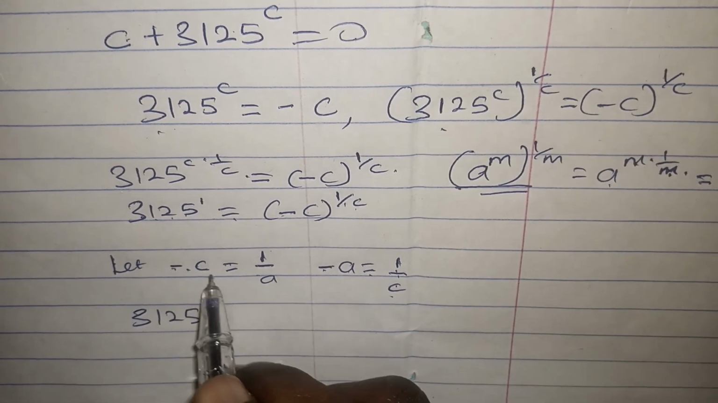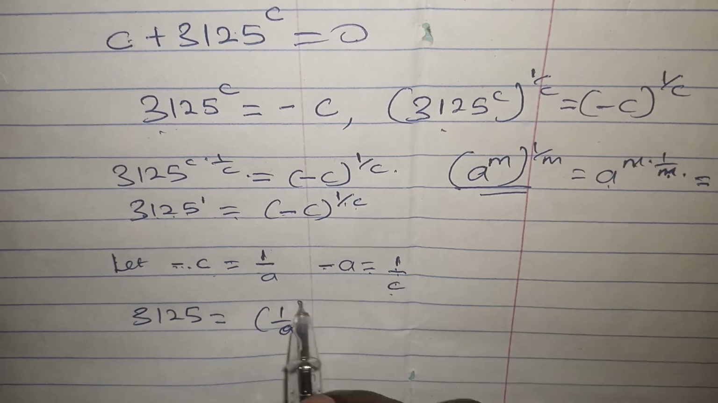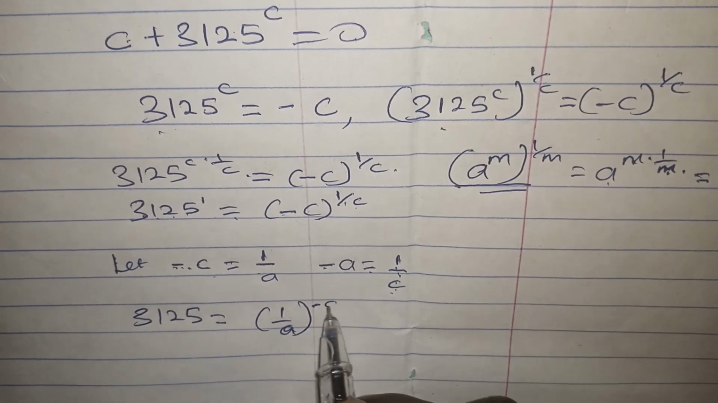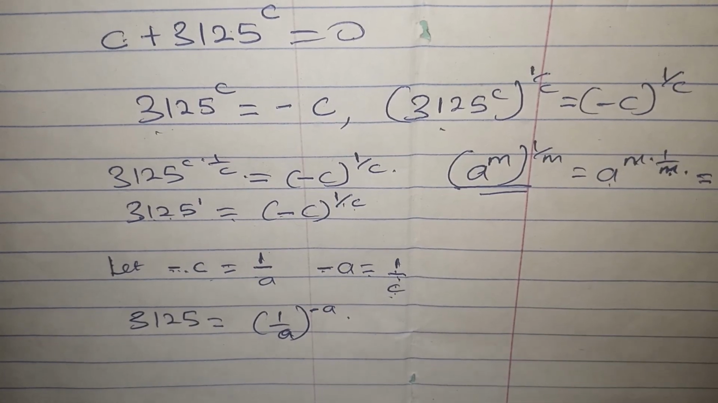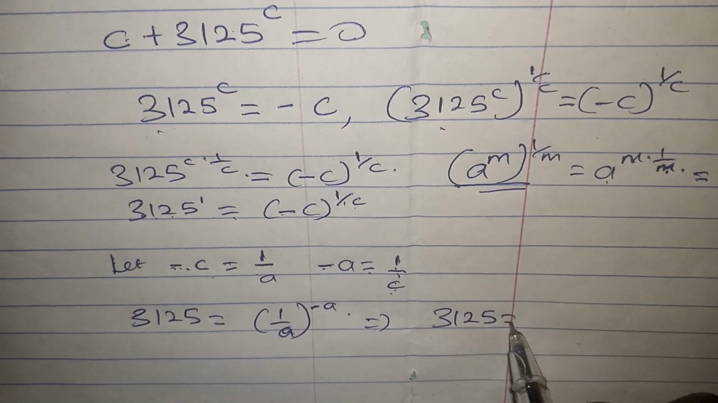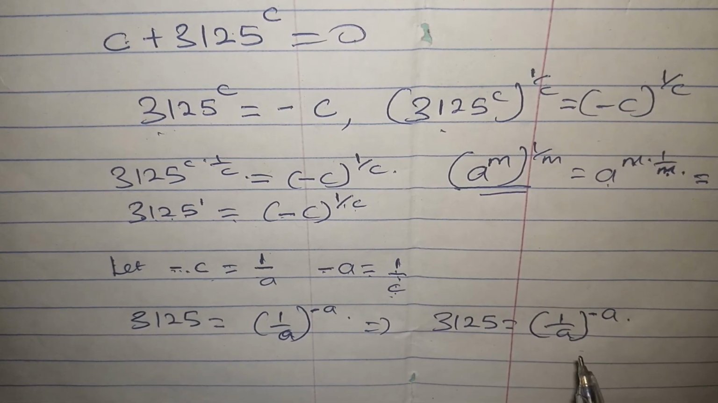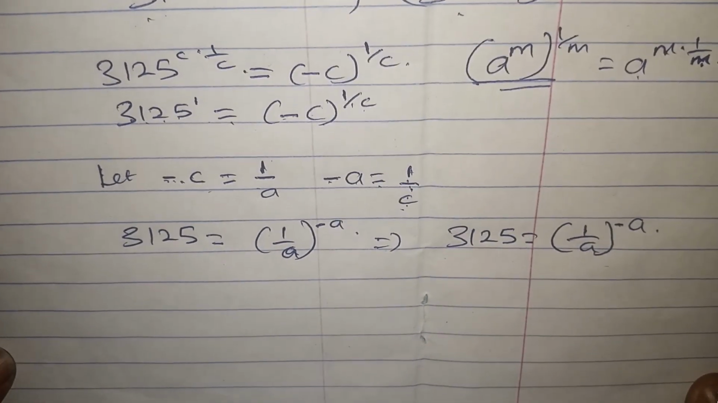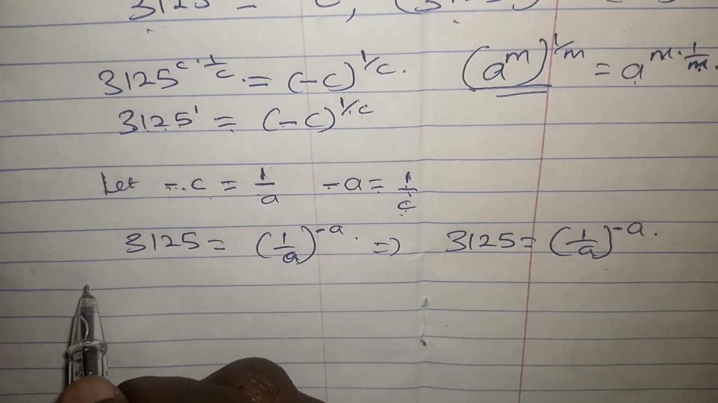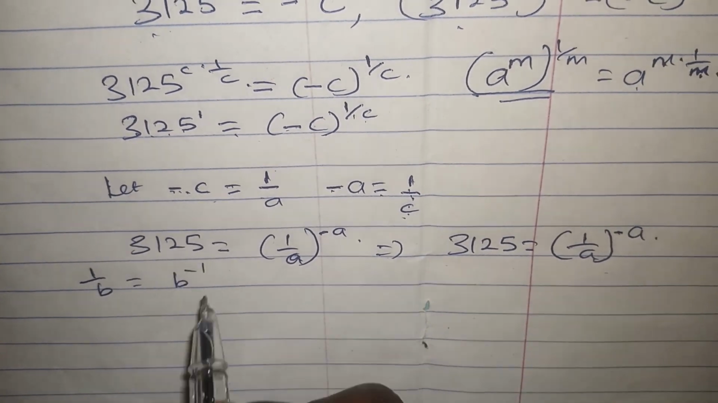So we can have 3125 equals to, so we are seeing minus c here, right? We can put 1 over a, close bracket, and we're having 1 over c, so we can put minus a. So which implies we are having our 3125 equals to, open bracket, 1 over a, close bracket, to the power of negative a. Okay, having done this, we are now having this. Recall from your basic rule of indices, if you're having 1 over b, it's also equals to b to the negative 1.